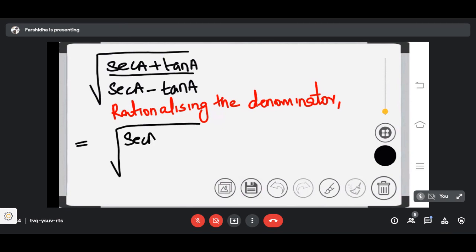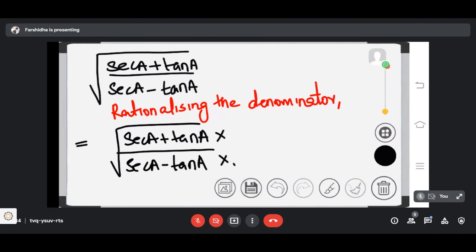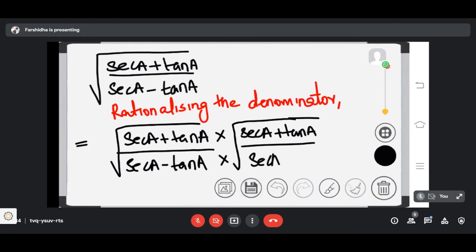Equal to root of sec a plus tan a divided by sec a minus tan a. So multiply both numerator and denominator by root of sec a plus tan a, opposite sign of the denominator, divided by sec a plus tan a.